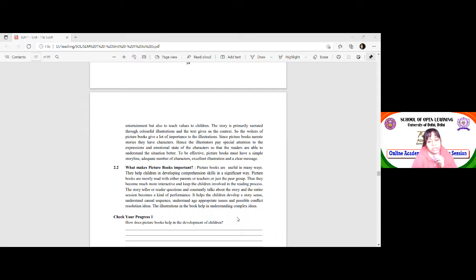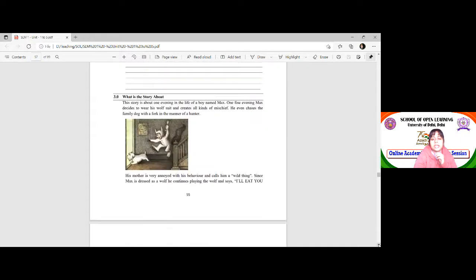So yeah, it helps children develop a story sense and understand casual sequence, understand age appropriate issues, and possible conflict resolution ideas. The illustration in the book helps in understanding complex ideas. So, like I said, it helps you understand things that might be complicated for a child, but just because it's not words and there are pictures supporting it, you can understand what is happening.